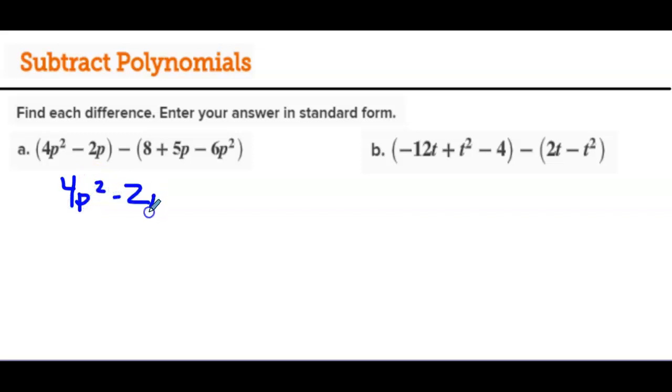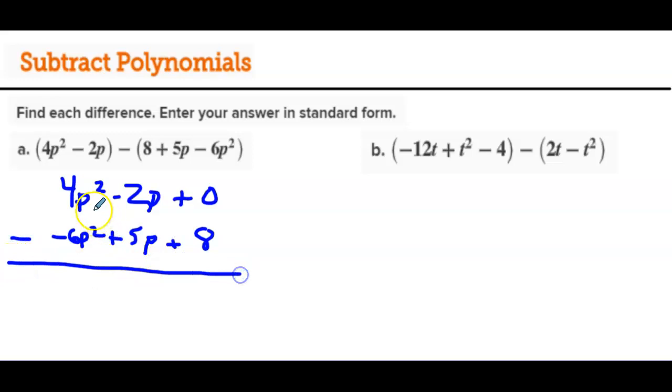So we're going to be writing out 4p squared minus 2p, and then I'm going to put a plus 0 here as well. And remember, this is going to be subtraction, okay? But then I'm going to write this second one in standard form so everything lines up. So this would be a negative 6p squared. This would be a plus 5p, and then this would be a plus 8, okay?